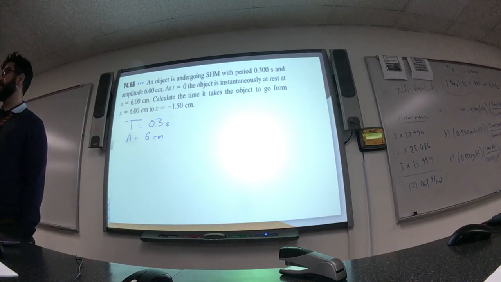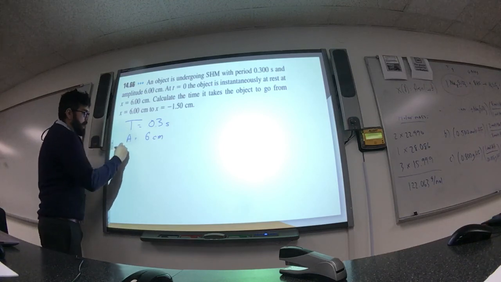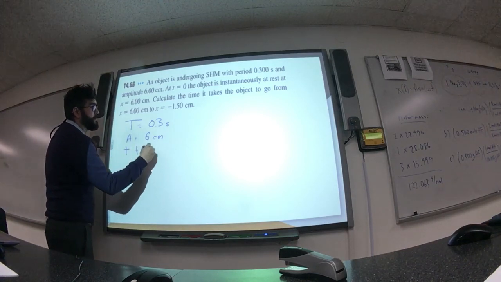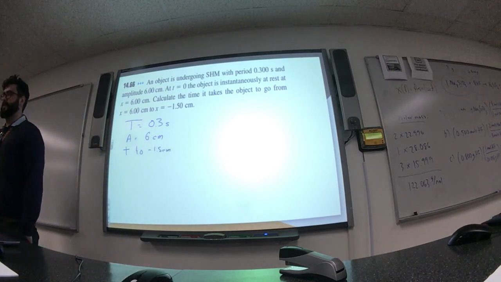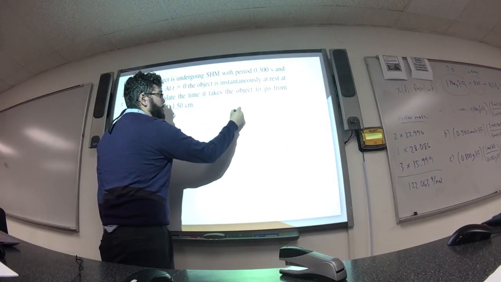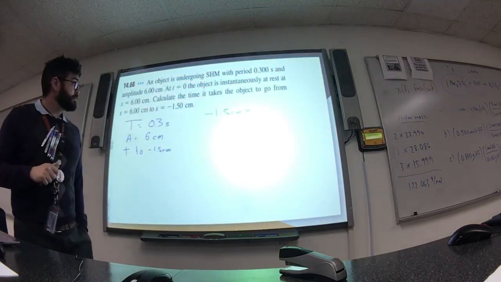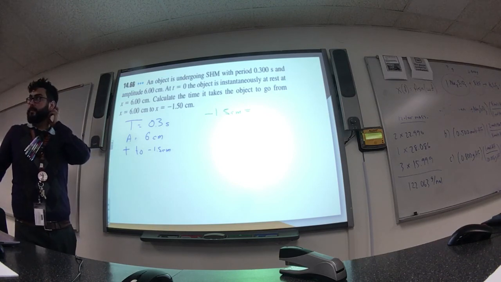Don't you just have to find negative 1.5? I want to know the time it takes to reach negative 1.5 centimeters. So I need a function. I did negative 1.5 equals, using the equation on the board. You have to calculate the time it takes the object to go from x equals 6 to x equals negative 1.5.